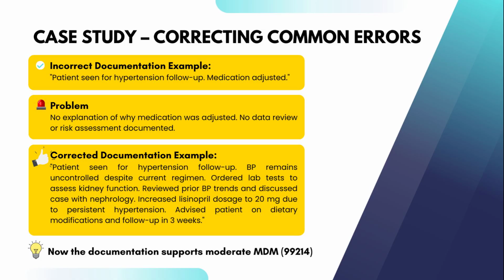In the corrected version, we justify the decision by stating that BP remains uncontrolled. We document that labs were ordered and reviewed, and we note the discussion with nephrology. Additionally, prescription drug management is clearly stated, which supports moderate MDM complexity. This type of documentation ensures that coding decisions are accurate, justified, and compliant.